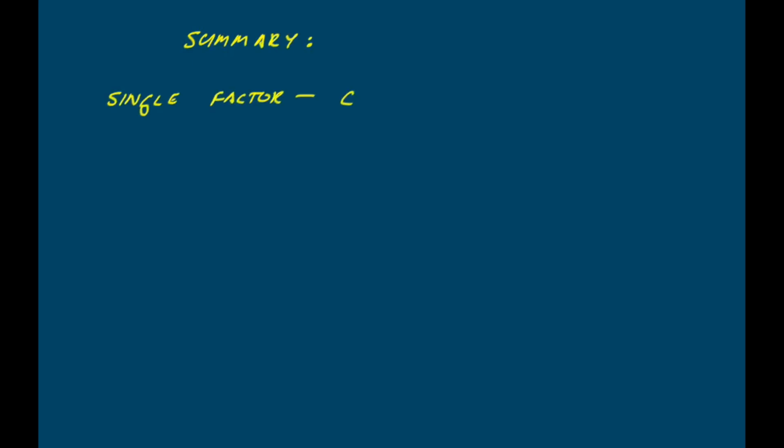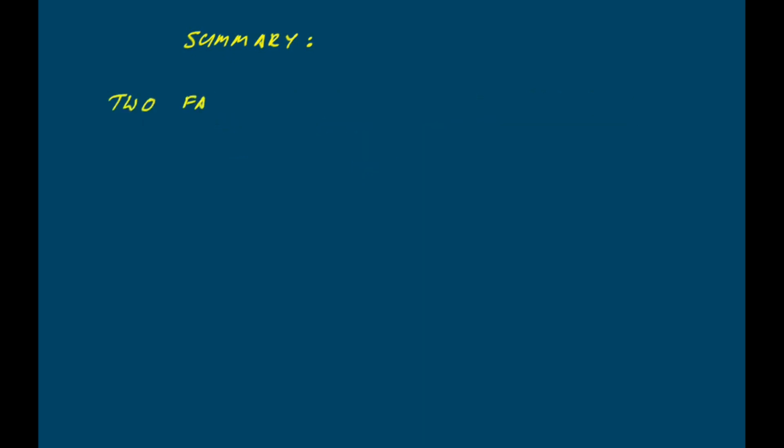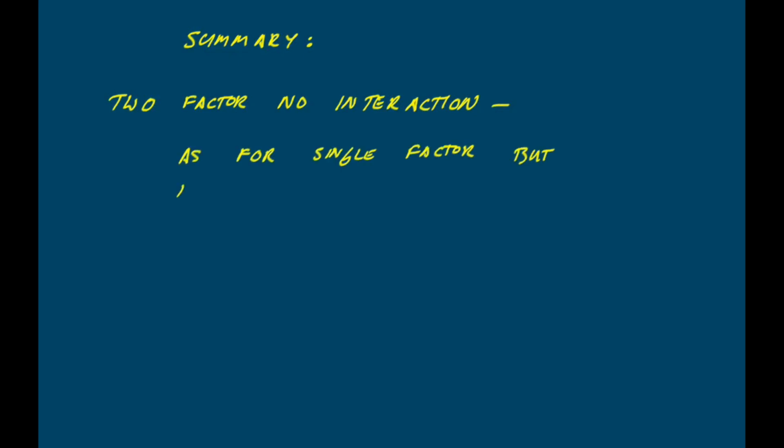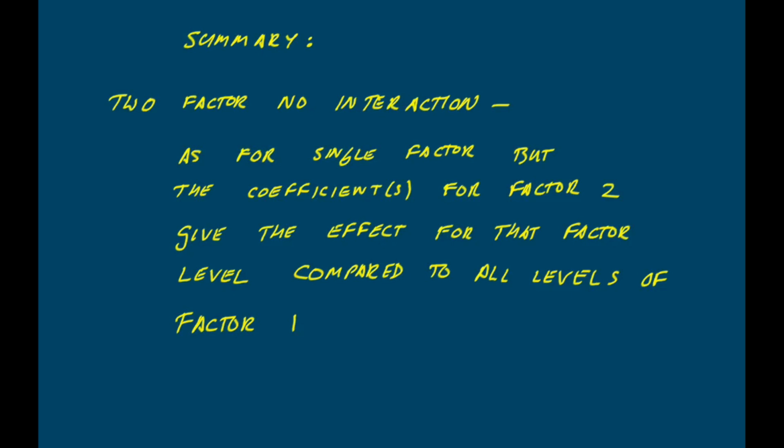Okay, let's summarize what we've seen. It's all a bit complicated, so let's try and get an overall picture. If you've got a single factor ANOVA, the coefficients give you the effect size for each factor level compared to the reference level. And if the reference level doesn't make sense, you can change that using the Relevel function in R. When you've got a two-factor ANOVA and you've got no interaction, then the first set of coefficients work in exactly the same way as for the single factor ANOVA, but then the coefficient or coefficients for factor 2, if it's got more than two levels, tell you the effect of that factor, but that's the effect of that factor for every level of factor 1 because there's no interaction.